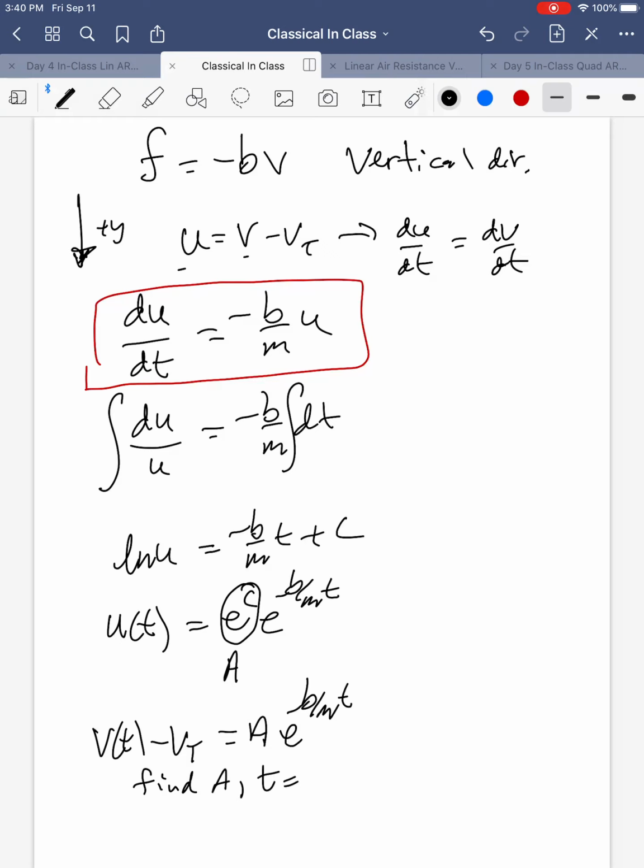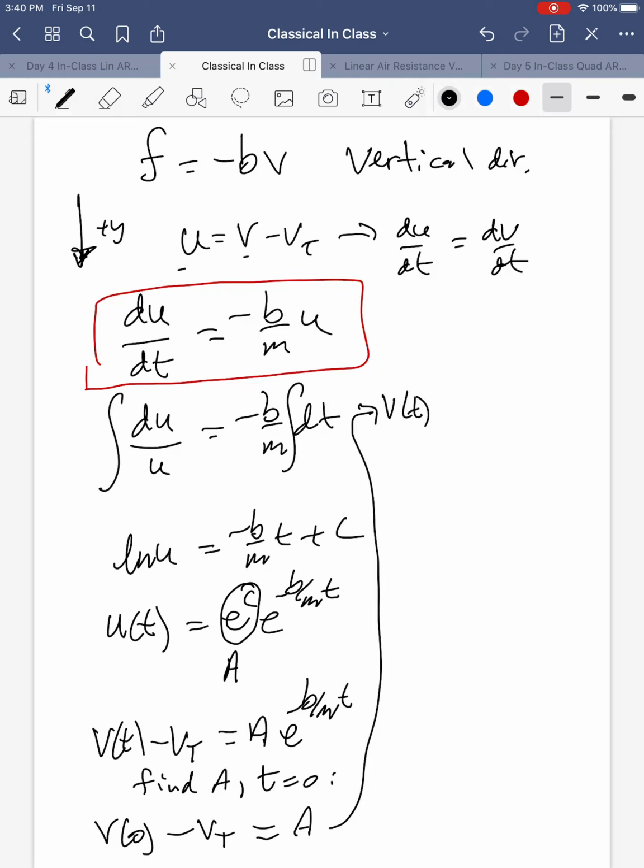And now I can find a by setting t equals 0. I'm going to put t equals 0 into this expression and get v of 0 minus v terminal equals this constant, because t equals 0 in the exponential just works out to 1. So that's what that a value is. And so I can put that into this upper equation up here to say that v of t minus v terminal equals v naught minus v terminal times this exponential term.